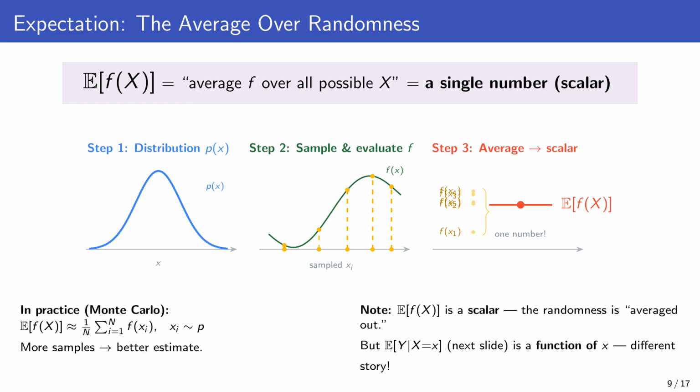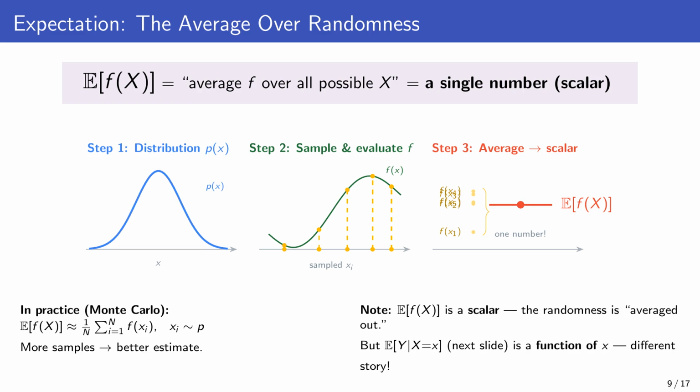We sample several x values and evaluate f at each one. The orange dots show f of xi for 5 samples. Step 3, we average those values. The result is a single number, E of f of x. Not a function, not a distribution, one scalar. The randomness in x has been averaged out.